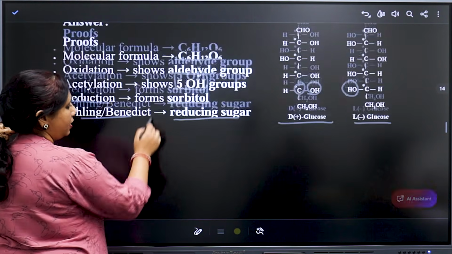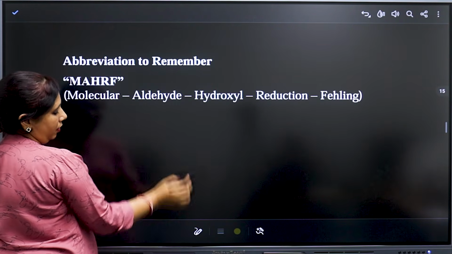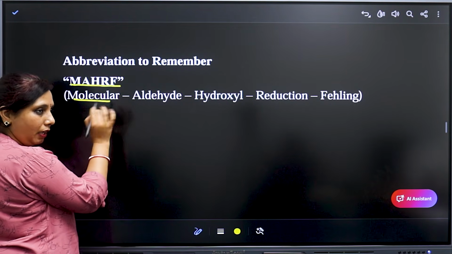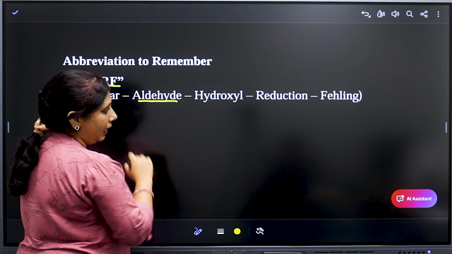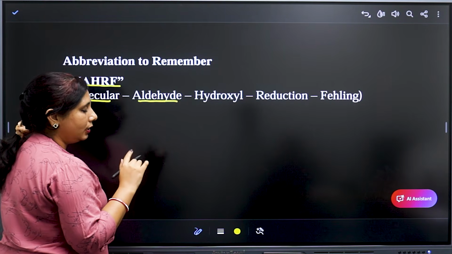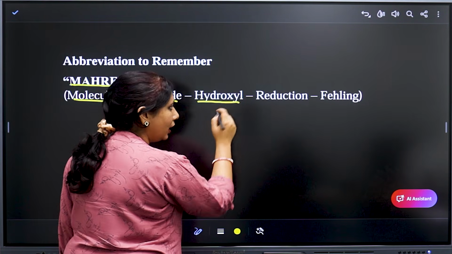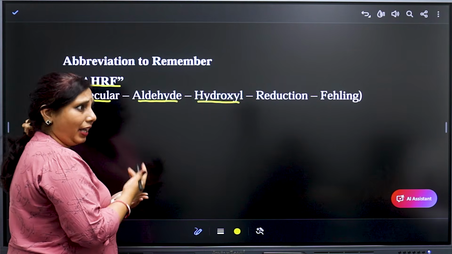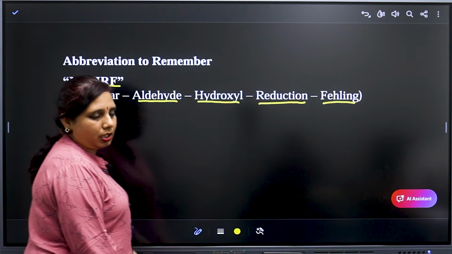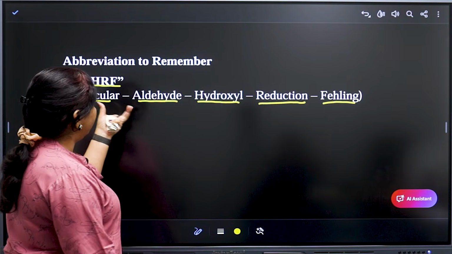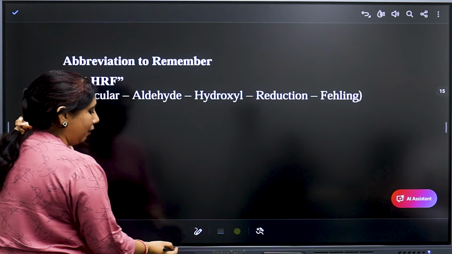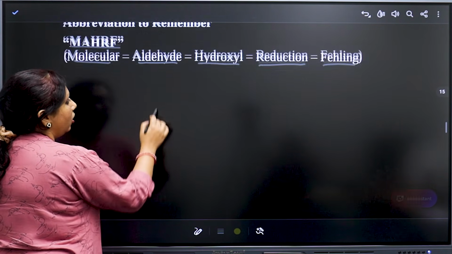So to remember this, we have a small abbreviation here, MAHRF. M is the molecular formula, then A is aldehyde, oxidized with bromine water. Then hydroxy group, how many hydroxy groups are present? Reaction with acetic anhydride, then reduction, then reaction with Fehling's reagent. Now all these 5 points if we write, then the answer is done. So this is how we confirm that glucose is a straight chain compound.